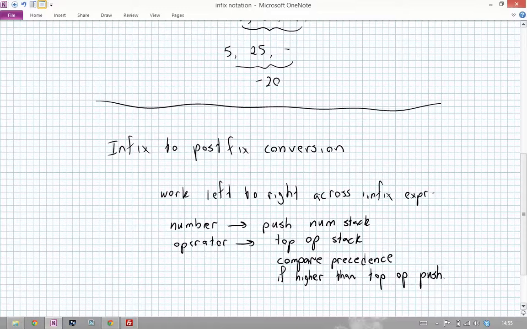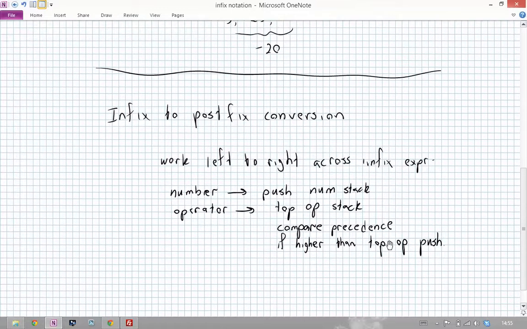If it's higher than the top op, then push it onto the stack and move on. If it's lower, and push onto the op stack. And these are all just words at the moment. It really will become clear when we look at a diagram.